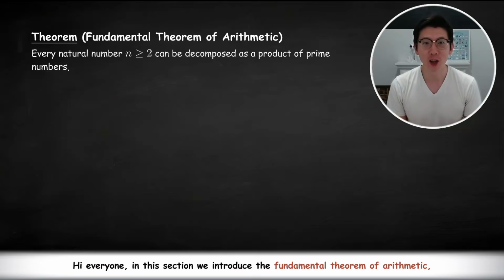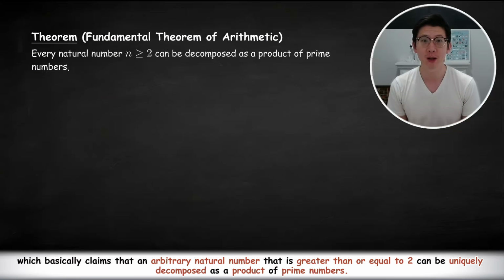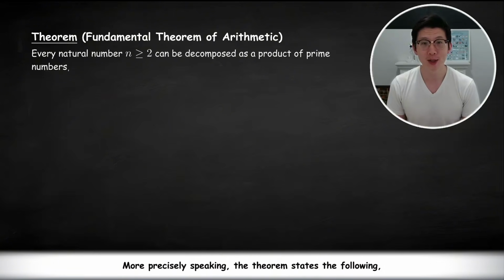Everyone, in this section, we introduce the fundamental theorem of arithmetic, which basically claims that an arbitrary natural number that is greater than or equal to 2 can be uniquely decomposed as a product of prime numbers. More precisely speaking, the theorem states the following.